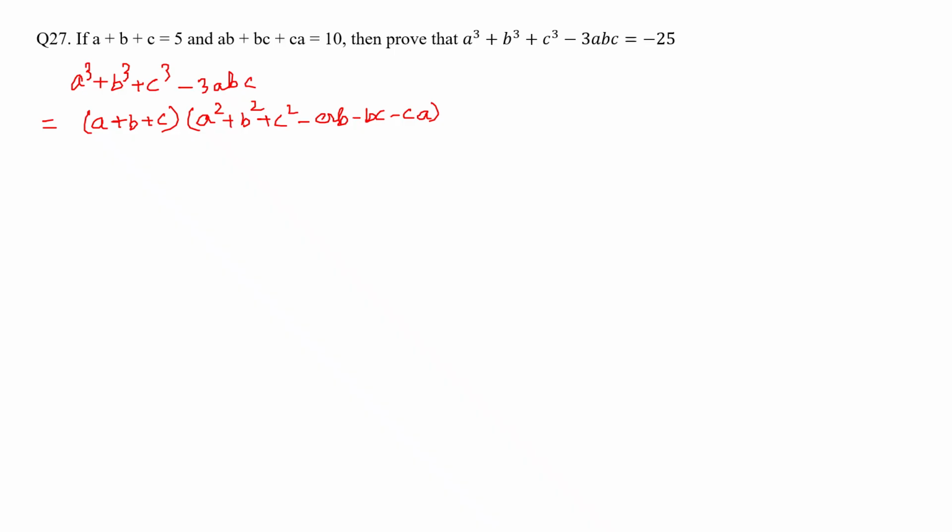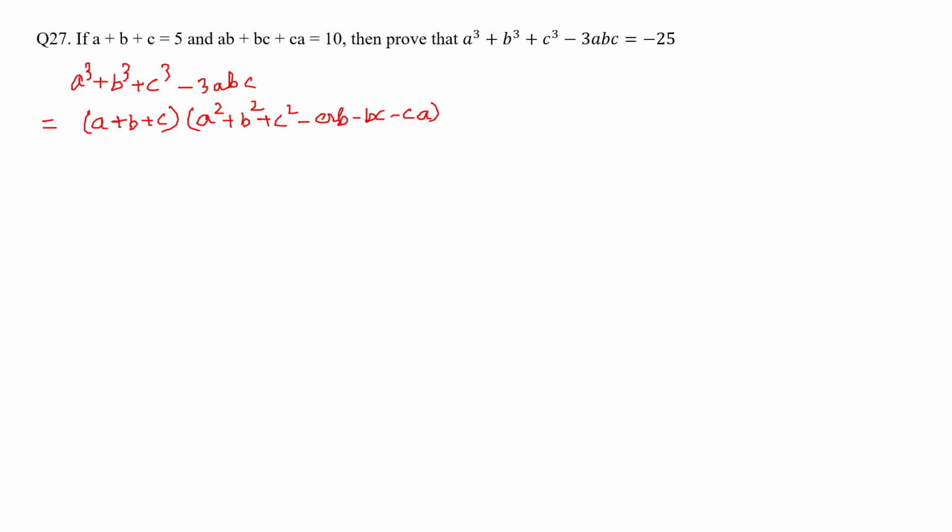Now, if I know the value of all these terms, okay, then I can prove that A cube plus B cube plus C cube minus 3ABC equal to minus 25. So, if you see here, I have the value of A plus B plus C. I have the value of AB plus BC plus CA, but I don't have the value for A square plus B square plus C square. So, first let's get this value.